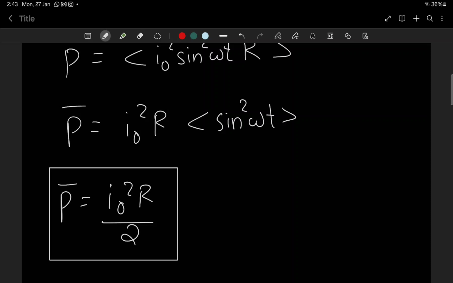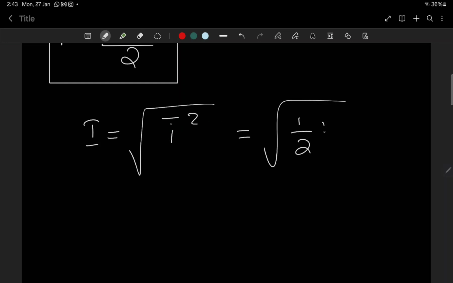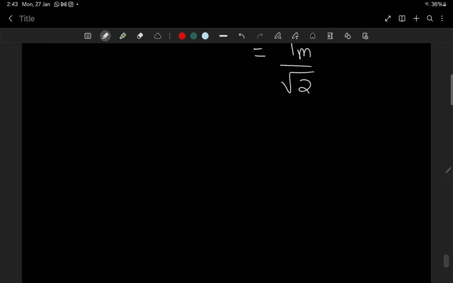Now, what is IRMS? IRMS equal to root of the average of I square, that is root of 1 by 2 I naught square, which is very simple: I naught by root 2. This is the IRMS value. VRMS value is also the same. PRMS value is I square into R, which is VRMS into IRMS. Very simple.